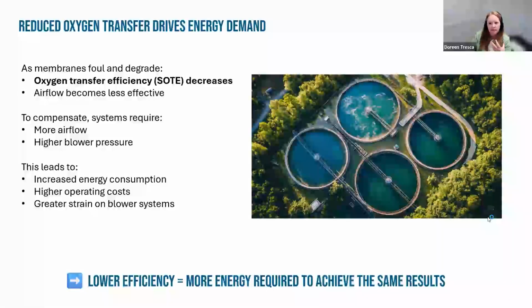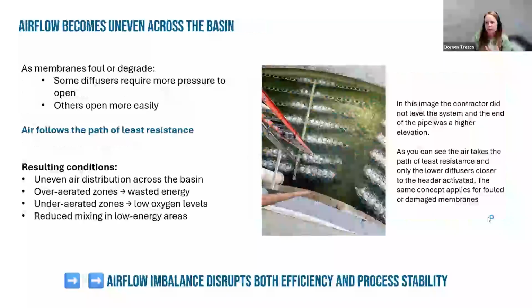Next, we're going to talk a little bit more about what happens when the airflow becomes uneven across the basin. As the membranes foul and degrade, they don't all behave the same way across the system. Some diffusers will require more pressure to open, because they're fouled or scaled, and others may open more easily. When we say open more easily, that could mean that the slits have stretched out. If one side of the membrane starts to foul a little bit, the airflow is going to go toward the other side. And if you push more air than you should through a certain membrane, the slits are going to stretch open. Once the slits stretch open, that membrane starts to stretch a little bit more, loses its shape, and loses its efficiency.